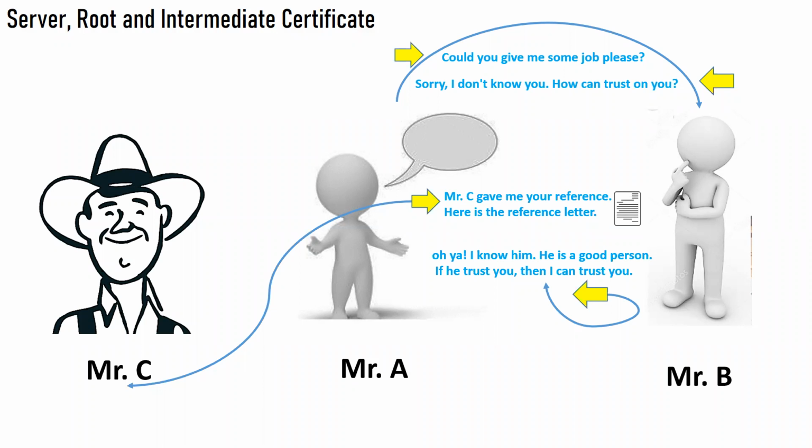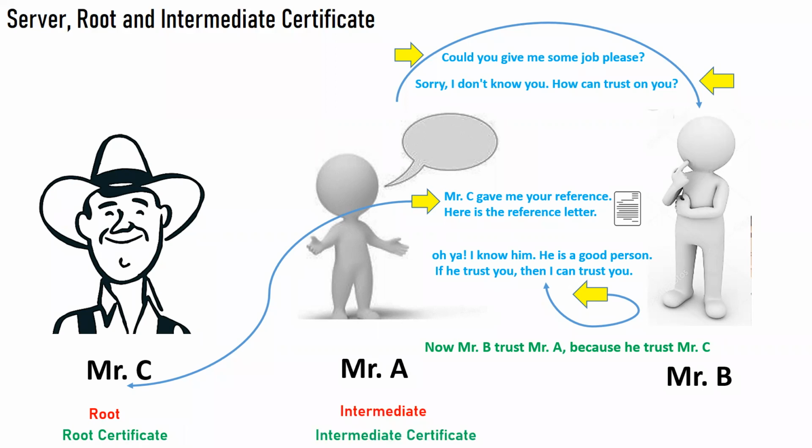And then Mr. A is reaching there to get a job, but he is giving a reference of Mr. C, right? So in that case, Mr. B trusts Mr. A because he trusts Mr. C, right? So in that case, Mr. C you can define as a root, right? And then Mr. A you can define as an intermediate, and then Mr. B you can define as a server, right?